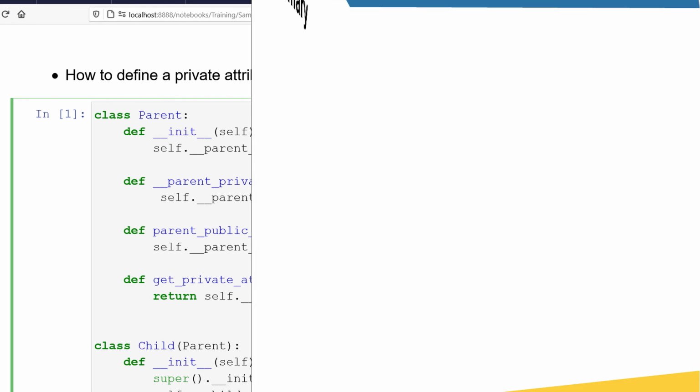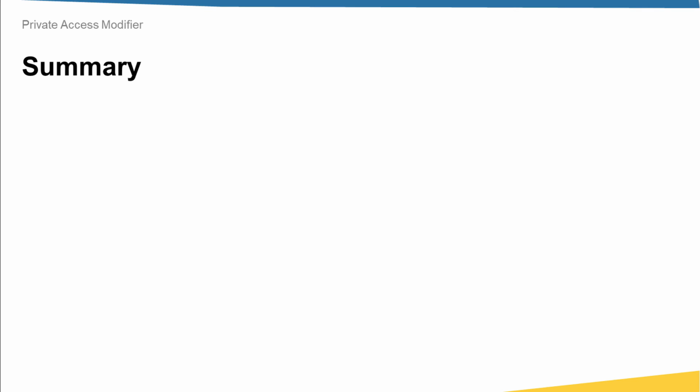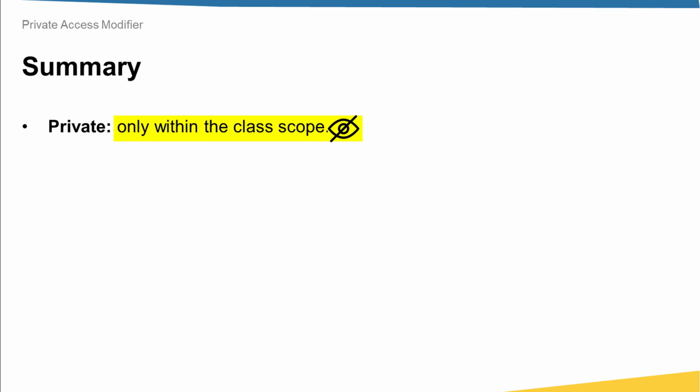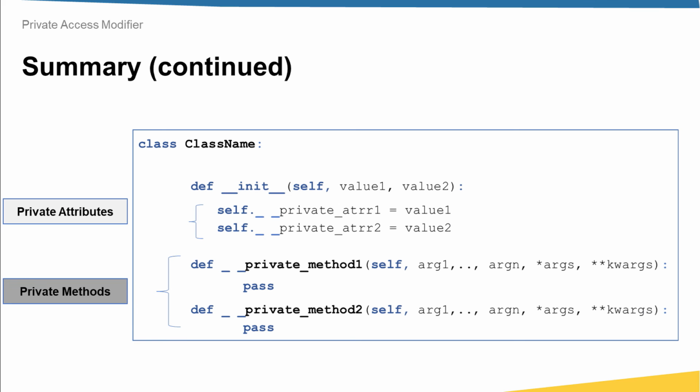And thank you. Now let's recap what we have learned in this lecture. Simply, in this lecture, we have talked about the private access modifier, and we see that when we say that this method or this attribute is private, we mean that we can access it only within the class scope. Next, we've talked about how to define this in Python, and we see that all we have to do is just add a double underscore before the name of the method or a double underscore before the name of the attribute.